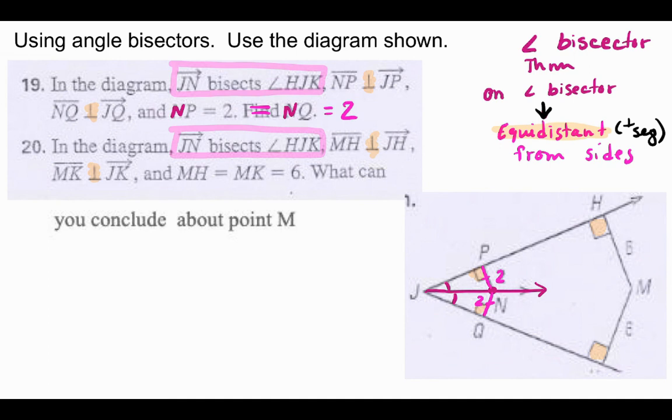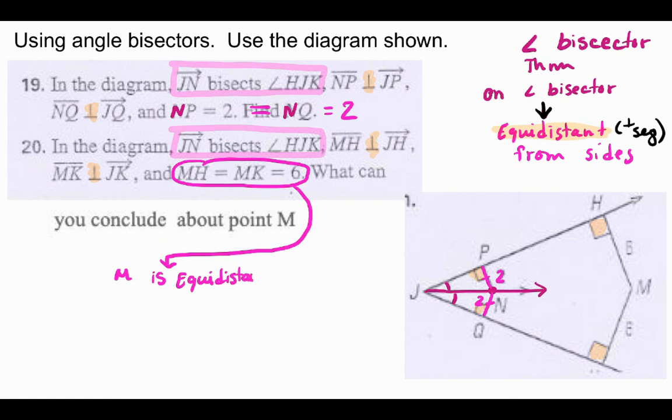In the next one, we're once again given perpendiculars, but this time we're told that we have equidistances. So M is equidistant from the sides of the angle. So if we look at the first one, it's going from point M over to the top side, and MK is going from M perpendicular to the bottom side. These are both 6.